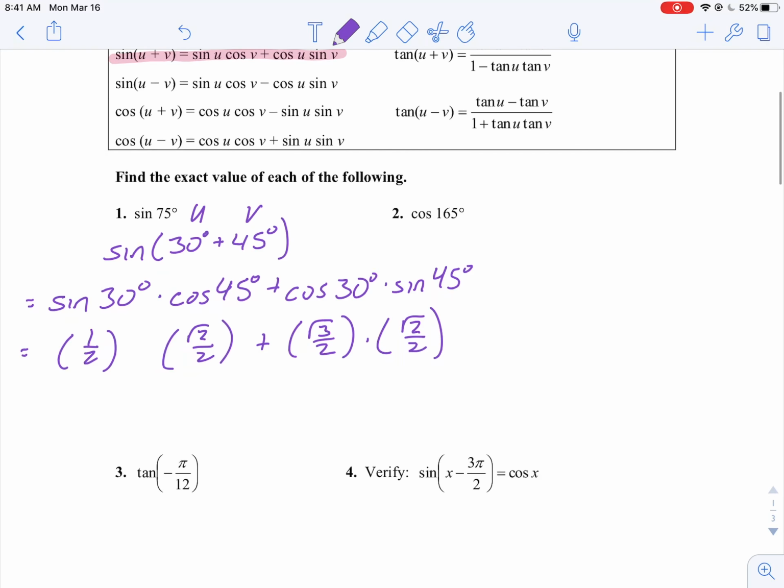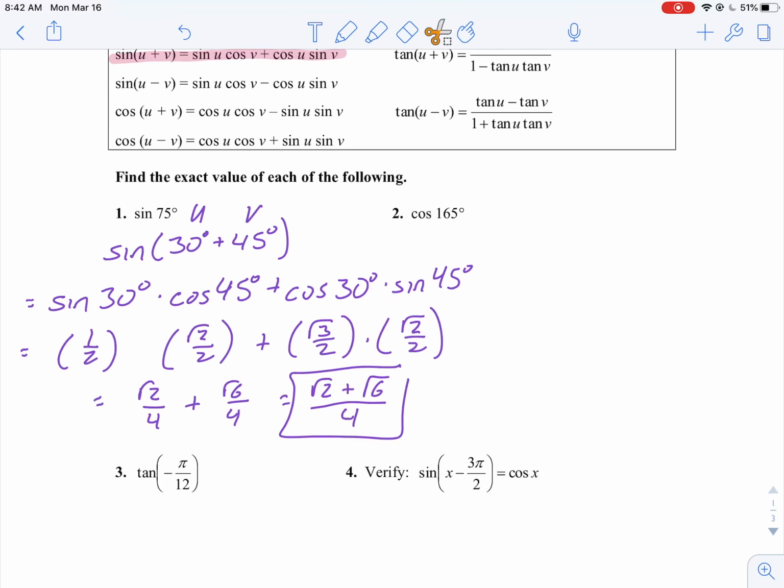So all we have to do is simplify this a little bit, and we can do that by multiplying. Since we're multiplying fractions, we multiply the numerator and denominator straight across. So 1 times root 2 is root 2, and 2 times 2 is 4. And in my second part of the expression, root 3 over 2 times root 2 over 2. Square root of 3 times the square root of 2 is the square root of 6, and 2 times 2 is 4. Now the nice part is I already have a common denominator, so I can just put my 2 numerators together, root 2 plus root 6 over 4, and that's my answer.